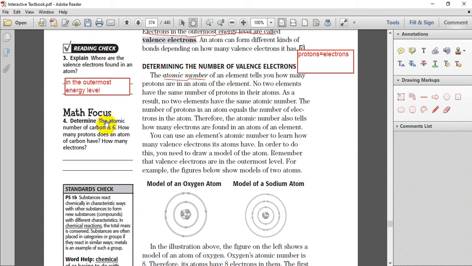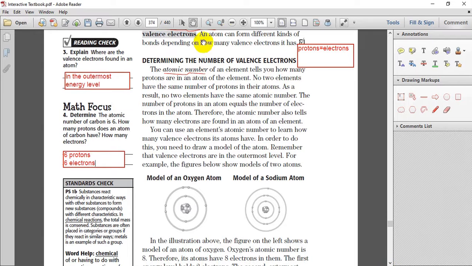So the question here: determine the atomic number of carbon, 6. Carbon has atomic number 6. How many protons does an atom of carbon have? As we said, the atomic number is the number of protons. So if carbon has atomic number 6, it will have 6 protons. And how many electrons will it have? Because it has 6 protons, it will also have 6 electrons because they are equal. Okay, and now we will move to the next part. In this part we will underline: the atomic number is how many protons are in the atom of the element.